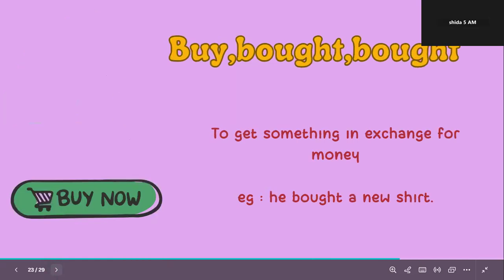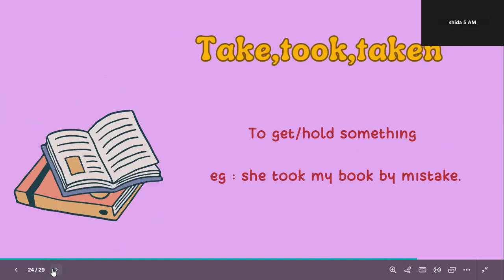Buy, bought, bought. To get something in exchange for money. He bought a new shirt. Take, took, taken. To get or hold something. She took my book by mistake.